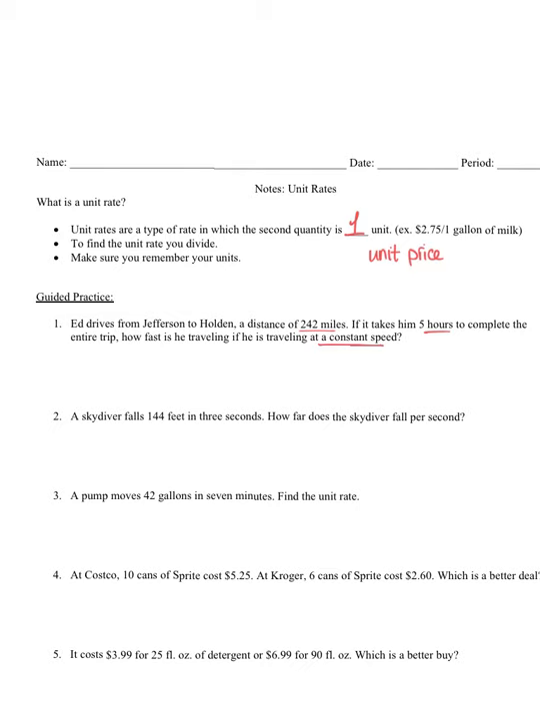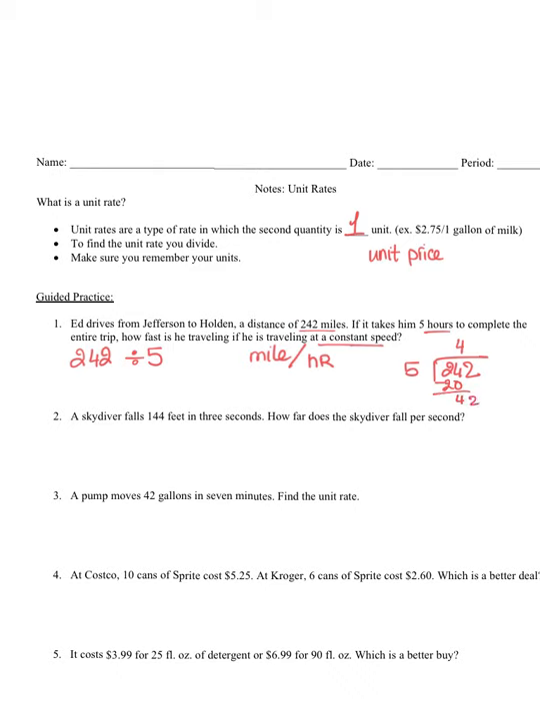So that's what we're looking for. If my unit is miles per hour, I'm gonna take 242 divided by 5. So I'm gonna divide this out here. 5 going into 24 is 4 times. 5 times 4 is 20. 24 minus 20 is 4.